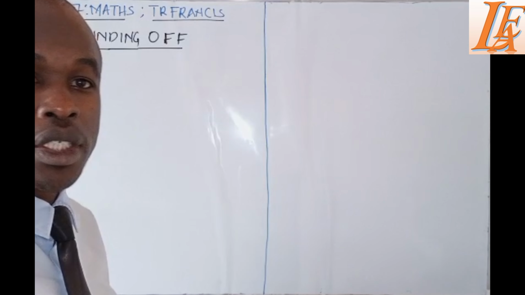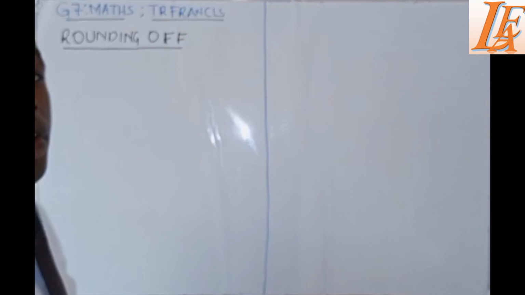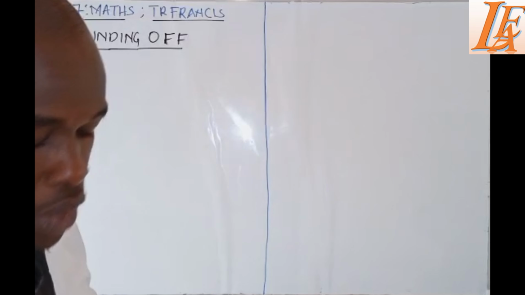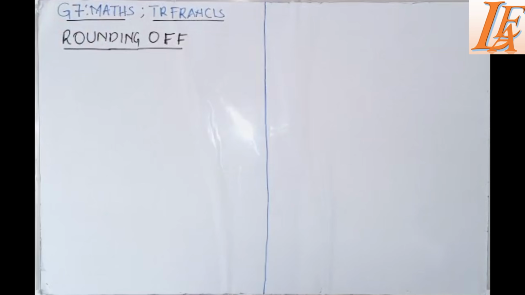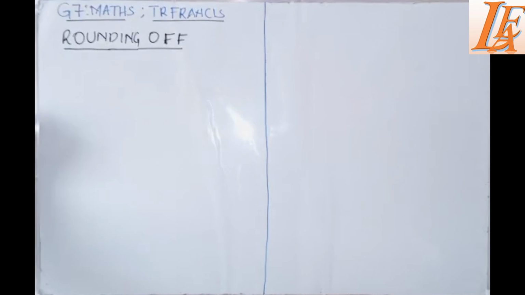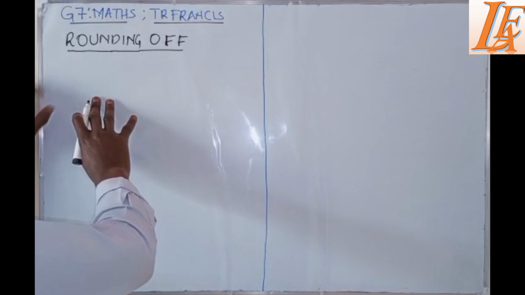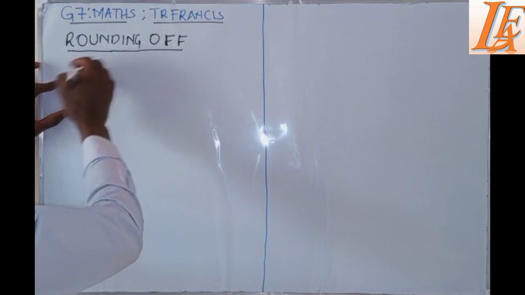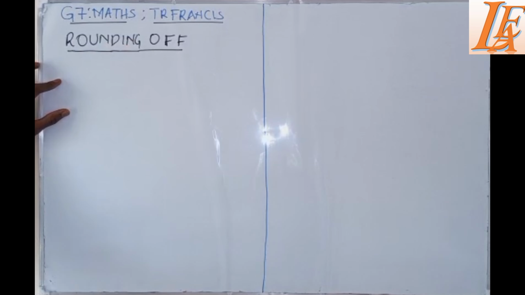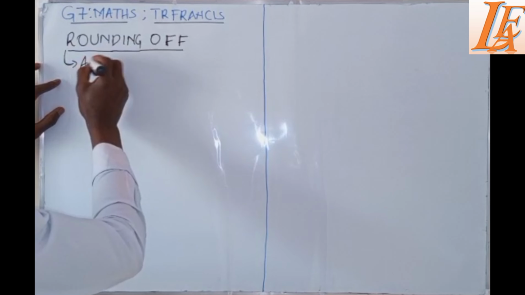Previous lessons we looked at total value and place value, and this lesson will be looking at rounding off. I'm teacher Francis. Rounding off is grade 7 work and lays a very fundamental foundation in maths. In rounding off, we have to understand that we can round off figures to given place values. We are kind of doing what is called approximating.